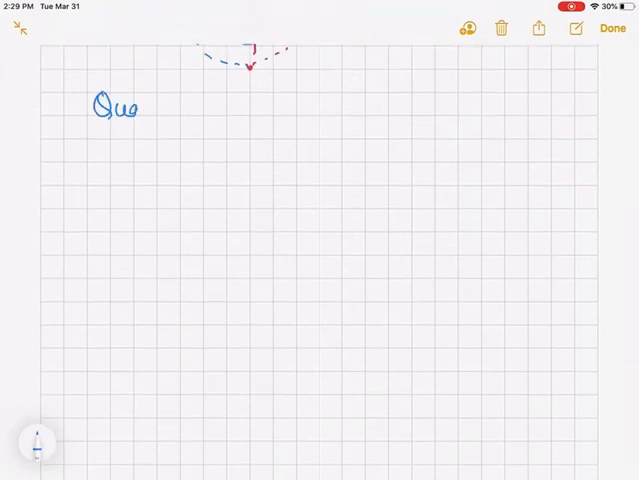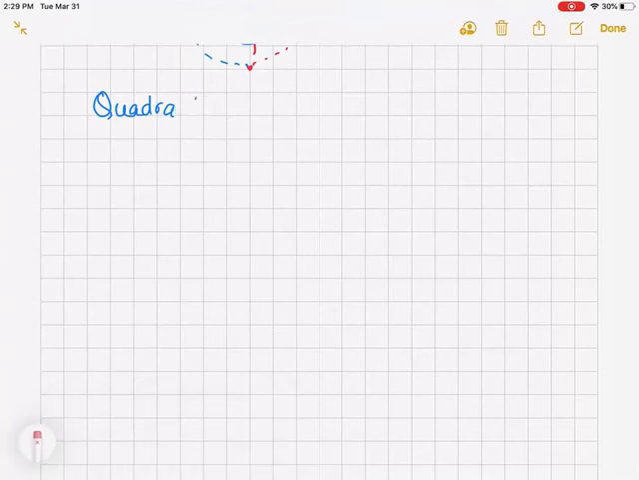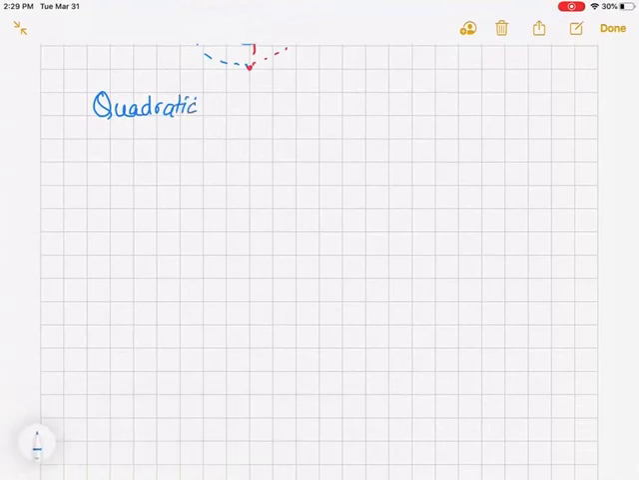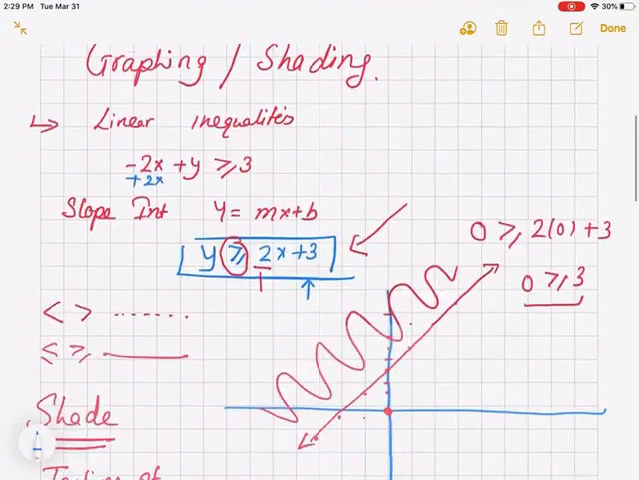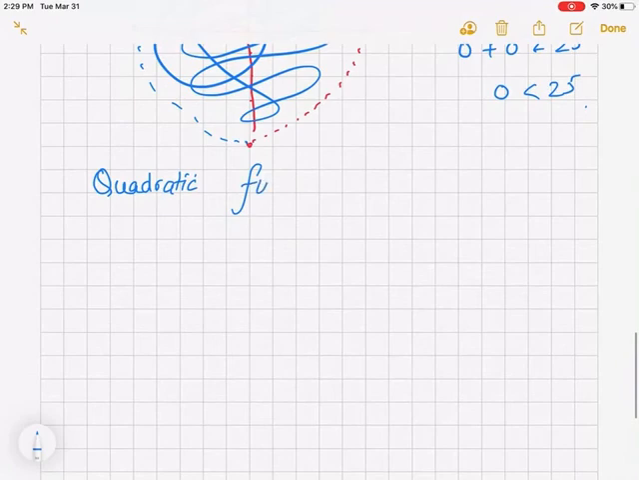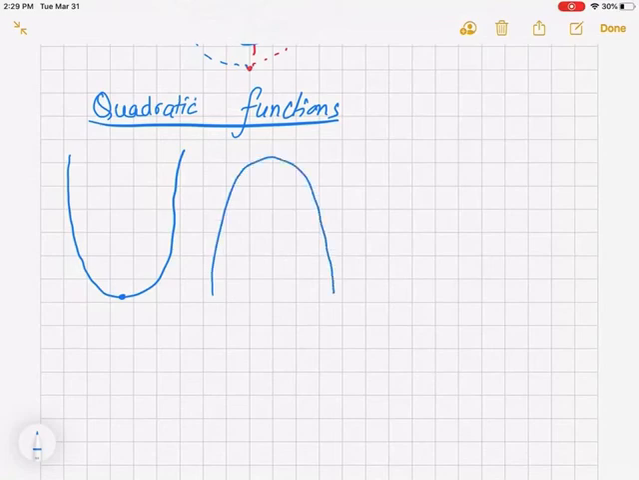How do we graph? I know this video is going to be a little bit longer. So how do we graph quadratic functions? I'm so bad at spelling. So, a quadratic function is where you see a parabola with a vertex down here. It could be like this, then the vertex is going to be the max number.